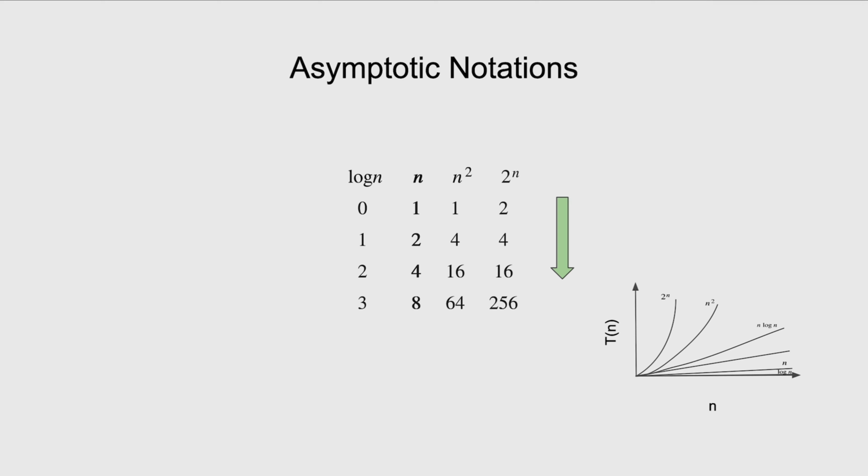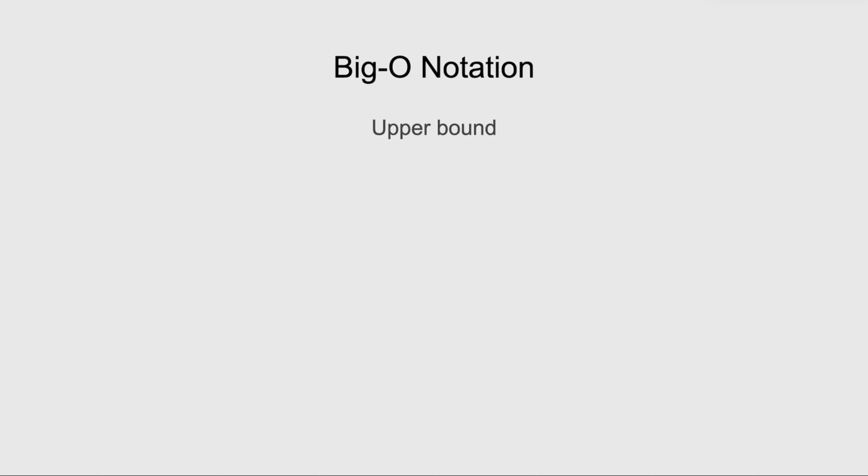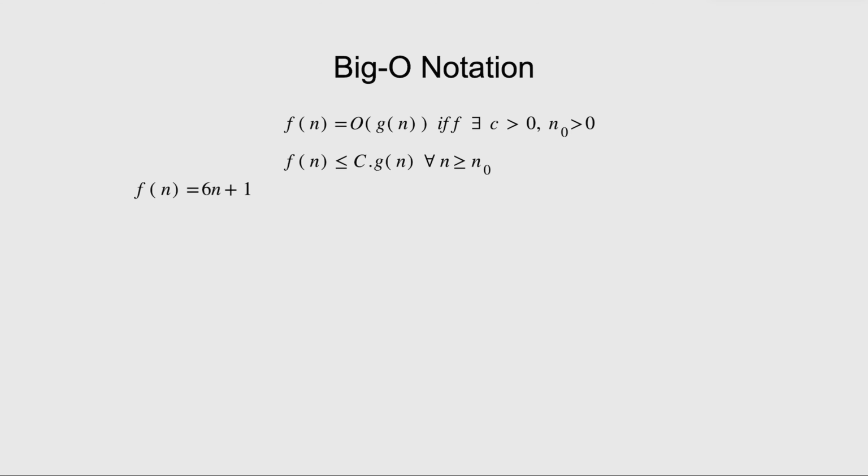Now let's see the types of asymptotic notations that we can use to represent the time complexity. The big O notation. This works as an upper bound of a function. The definition says that the function f(n) equals O of g(n) if there exist positive constants c and n0 such that f(n) is less than or equal to c into g(n) for all n greater than n0.